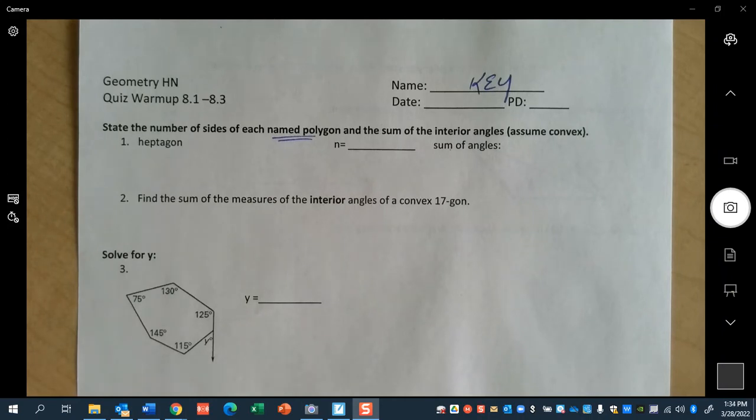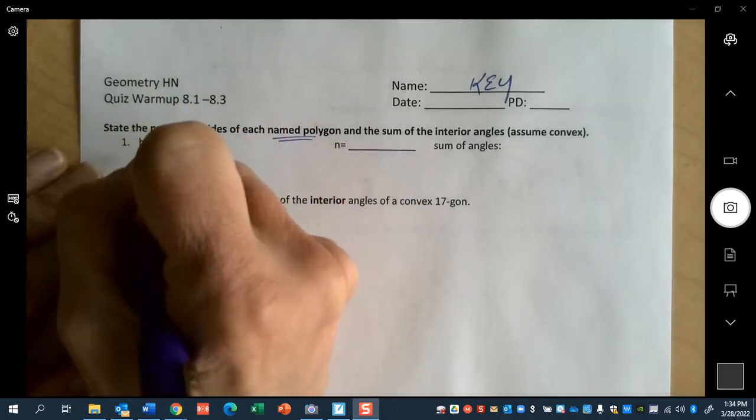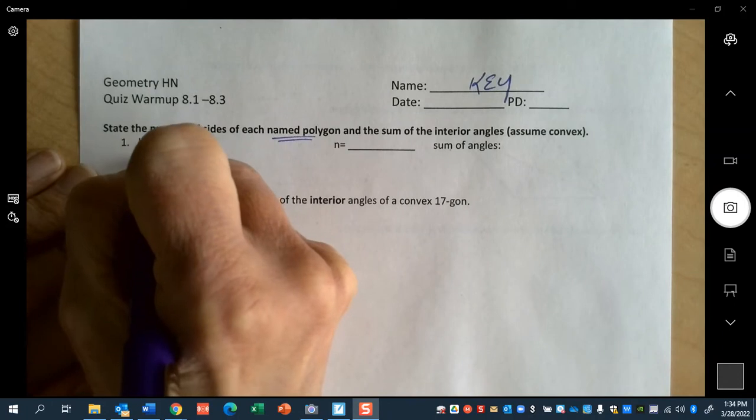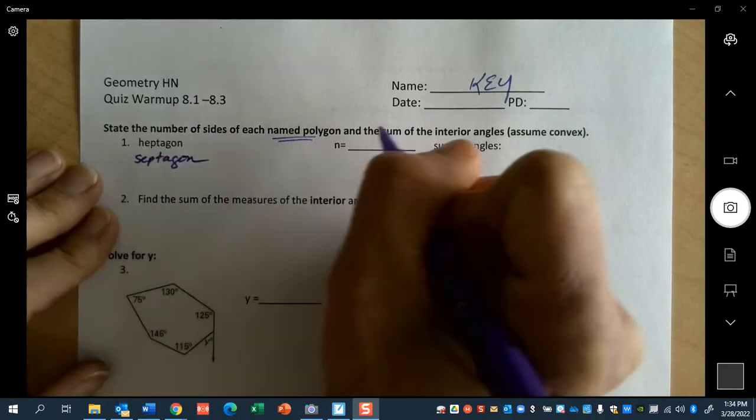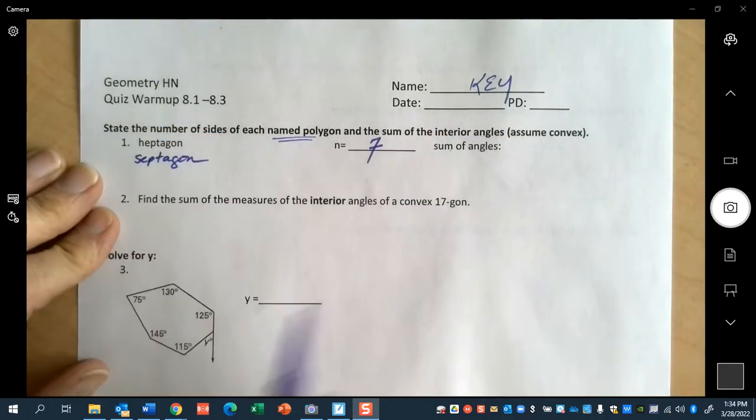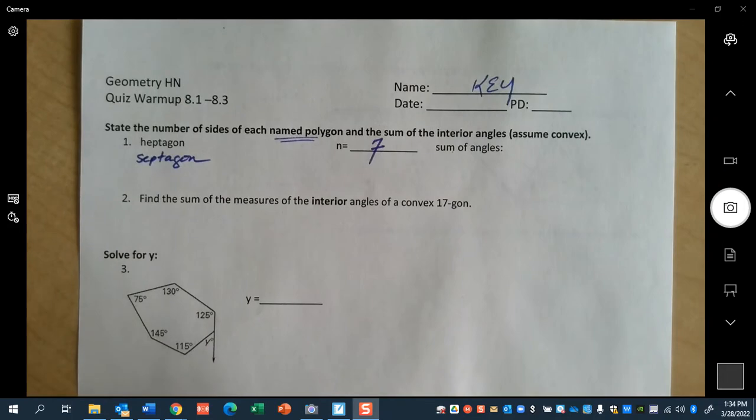And what is a seven-sided? Okay, so whether we call it a heptagon or a septagon, this guy is going to have 7 sides. Octagon 8, nonagon 9, decagon, think of a decade, 10, dodecagon.